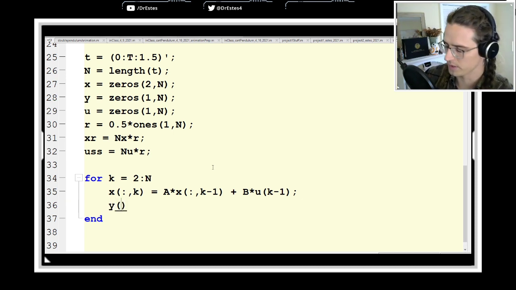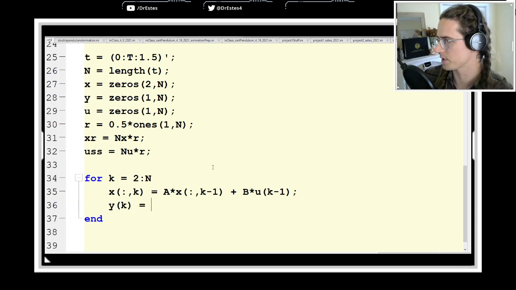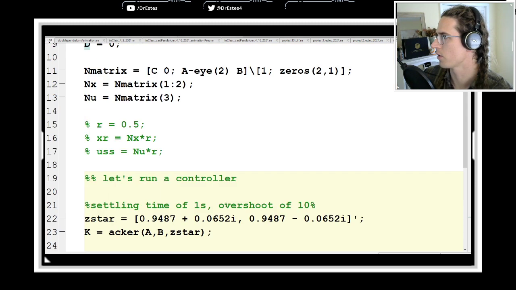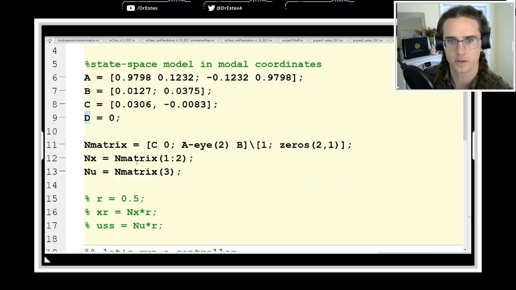I'll just fill in these things first, and then we might have to rearrange them. We'll see. C times x. This is your standard output equation. Did I define D as 0 up above? I did. Okay, good.